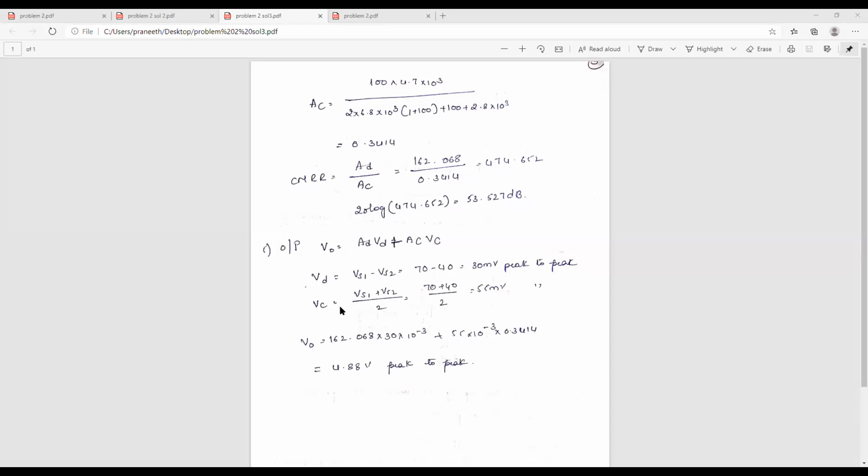Anyways, the common mode voltage means the average of the two input voltages or source voltages. So here we have taken.